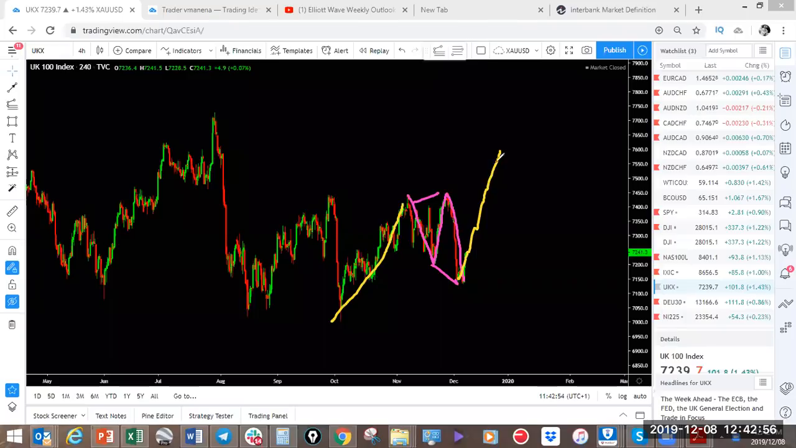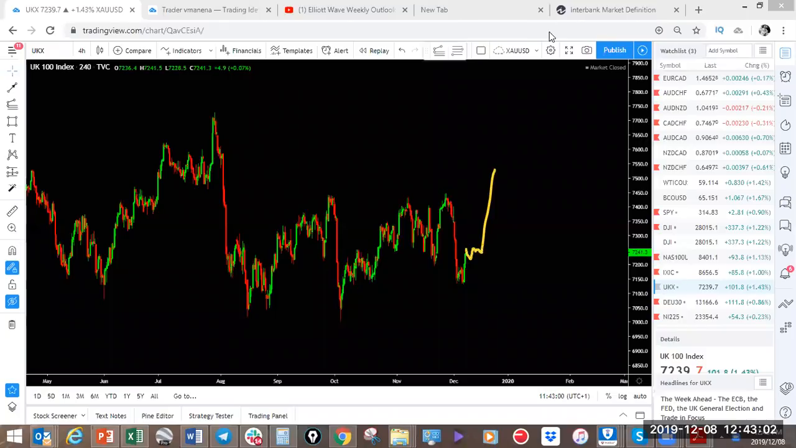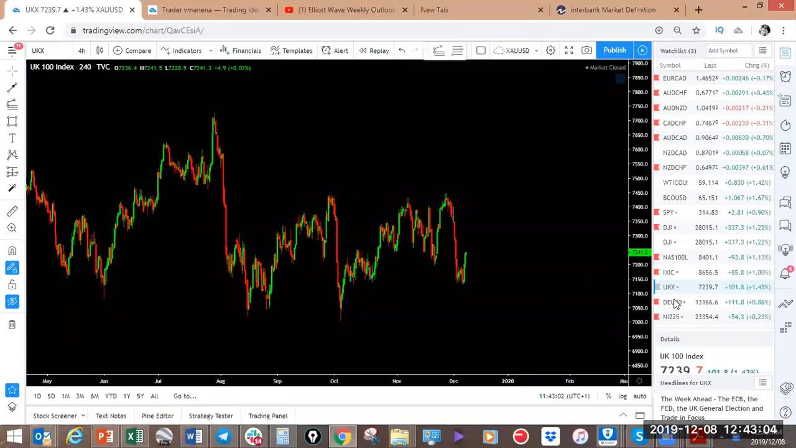with the rest of the indices. That's what we'll be expecting on the UK 100. Now correction here, take it up. The DAX.